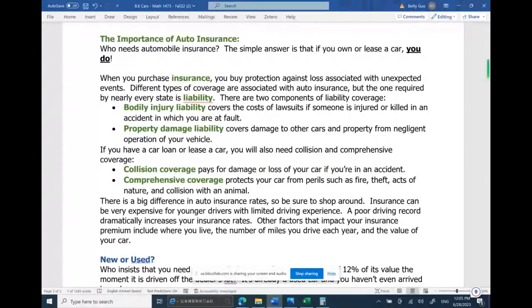You have to pay the, what is that called? Tag, right? Every year. Go to the tag agency. You have to pay that.